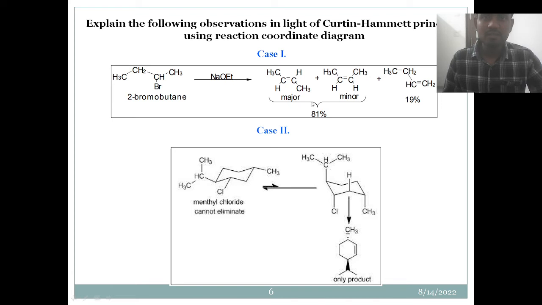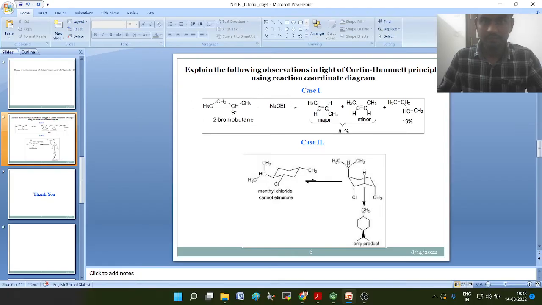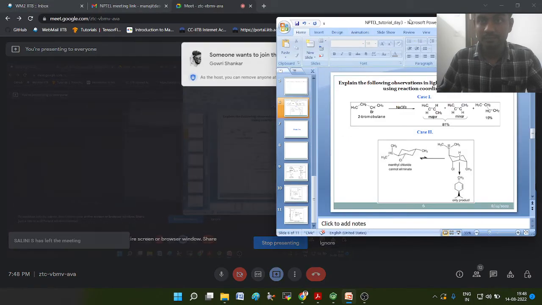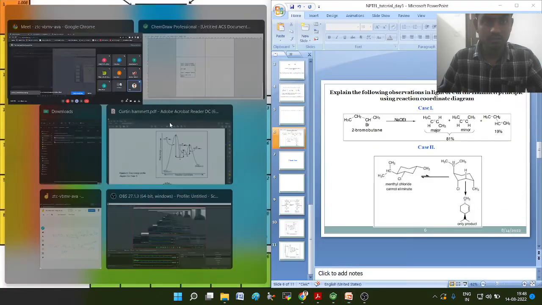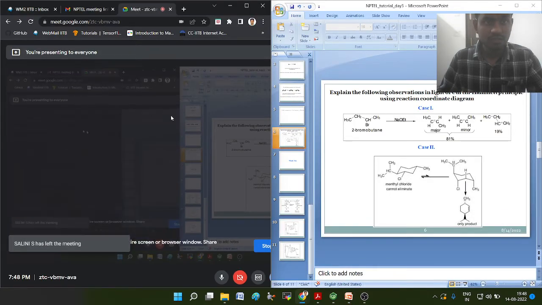We have been asked to use a reaction coordinate diagram or potential energy diagram, and what about the Curtin-Hammett principle? How can we apply it? Whether it falls under that category or not. And then case 2 I will discuss later. Now let me do this question first. Just a second. Okay, this question is very easy. Is someone trying to attend or not?